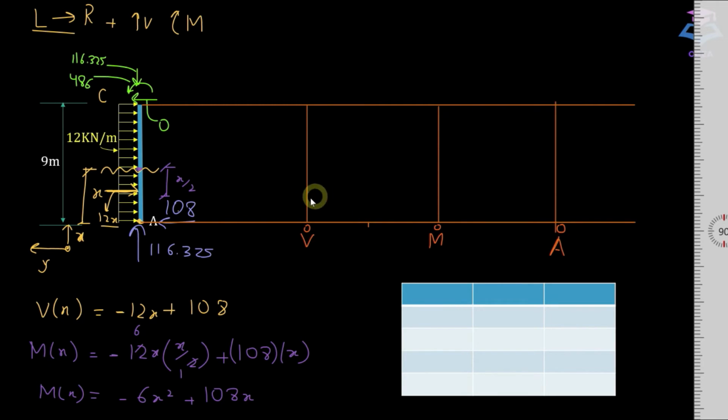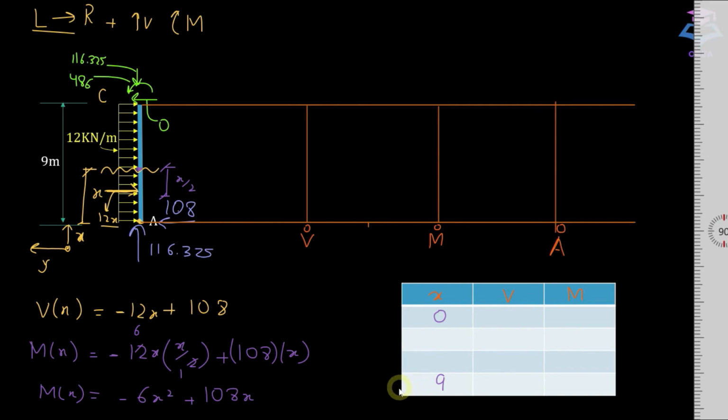In order to plot this graph, we just need to insert certain values of x to obtain shear force and moment values at different points. So let's use a table. We will have x here, shear force here, and moment here. X is 0 here at A point, and it goes up till 9.